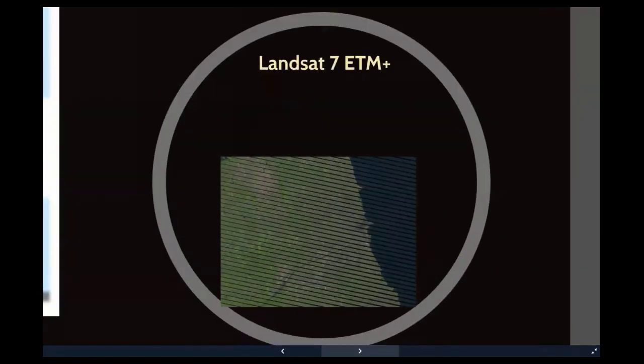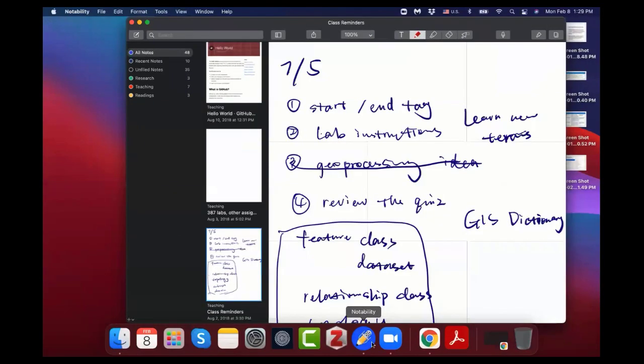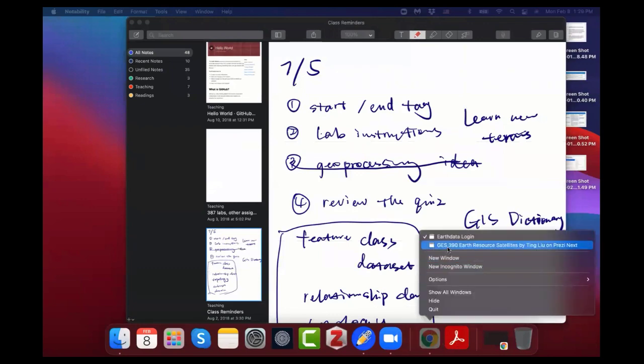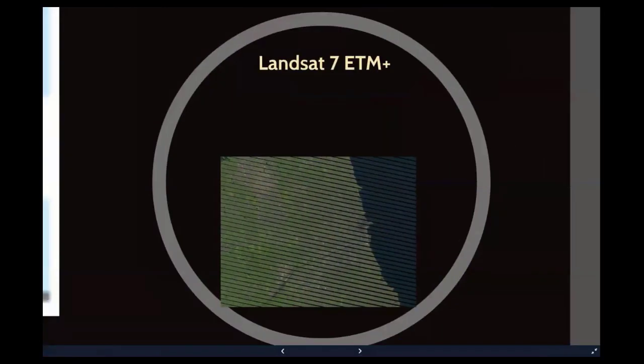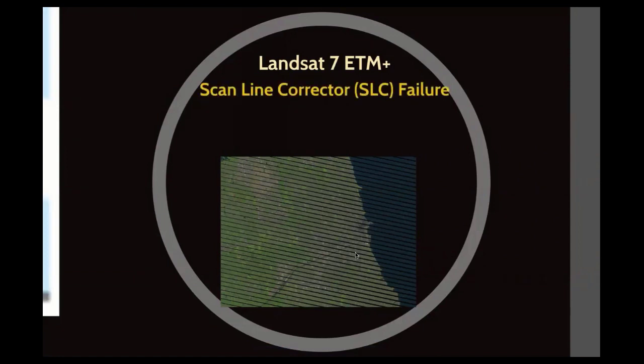And also, so far it seems that Landsat 7 is pretty great. However, I do want to mention another thing that I will really need you to keep in mind. That is about a malfunction from Landsat 7 that happened after 2003, May the 31st. It's known as the scan line corrector failure, the SLC failure.